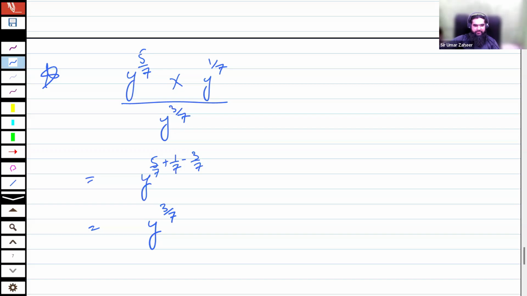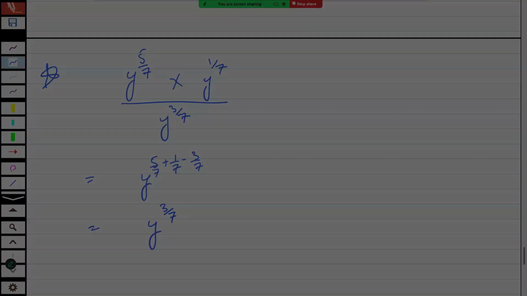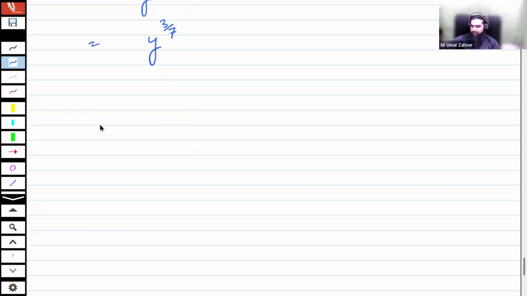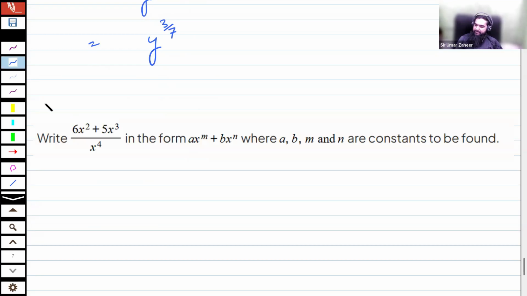Yes, everyone. Any question? No, sir. All right. Can you tell me how we can do this one? Anyone? We have to write 6x squared plus 5x cubed divided by x power 4 in the form of ax power m and bx power n.